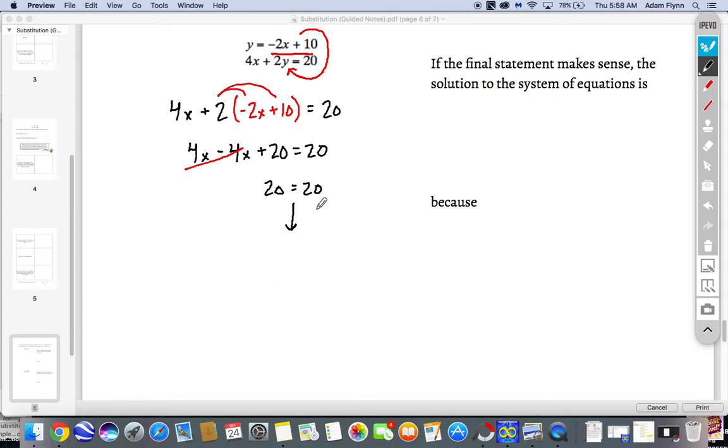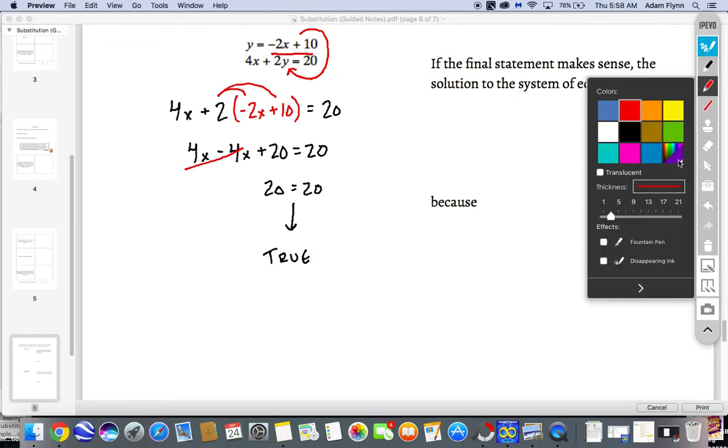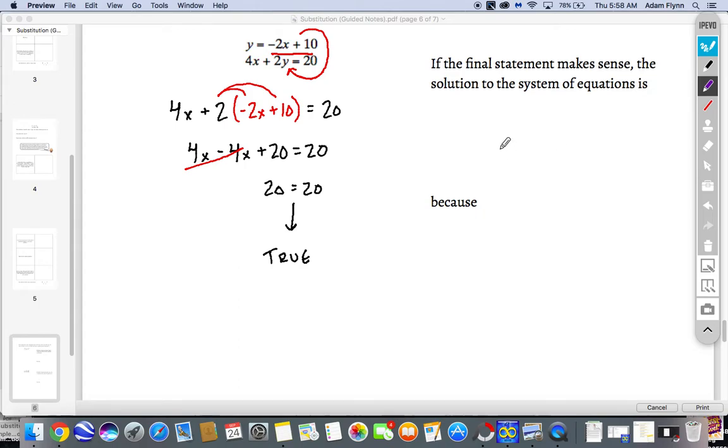Okay, so I'm going to evaluate this 20 equals 20. First off, is that true? Does that make sense? And yes, 20 does equal 20. That is true. Okay, and because that is true, it makes sense, our final statement here, that's what I call this, the final statement. And because it makes sense, our solution to this system of equations is going to be infinitely many solutions.